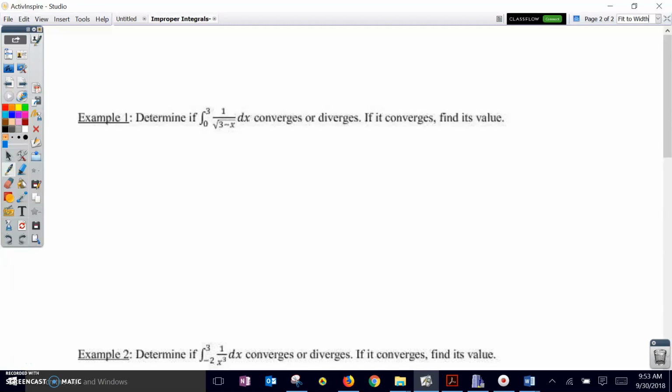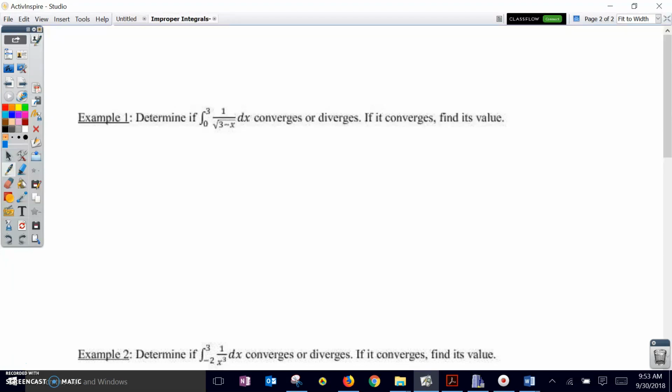Alright, welcome back everybody. In this video we're going to look at the examples from the improper integrals, integrands with infinite discontinuities lesson. Our first consideration in these is going to be to consider the integrand and where it has an infinite discontinuity. And so let's take a look at the first example.